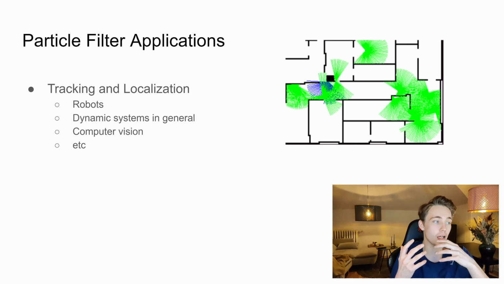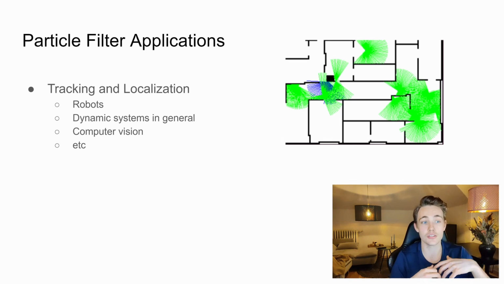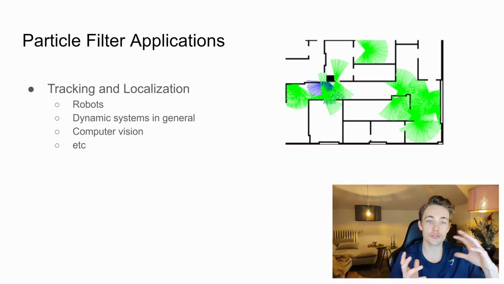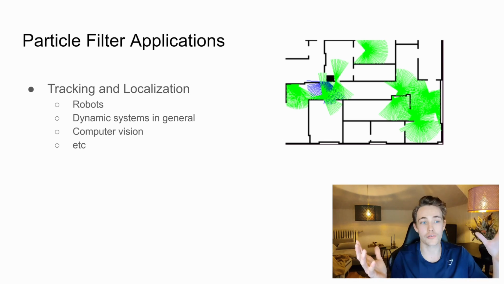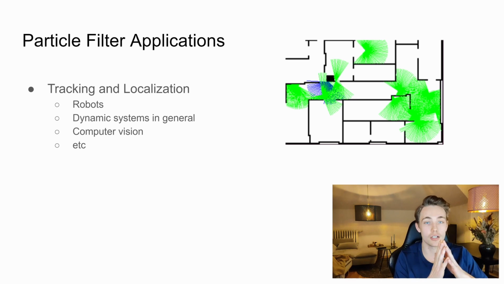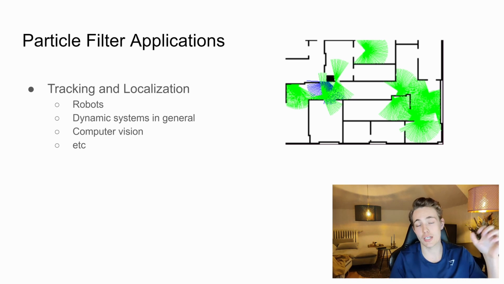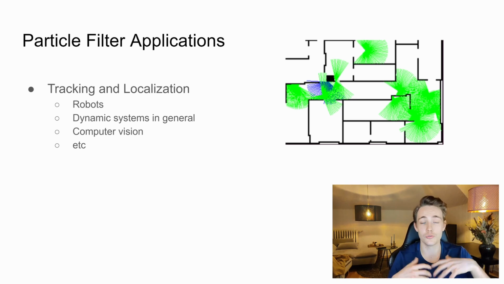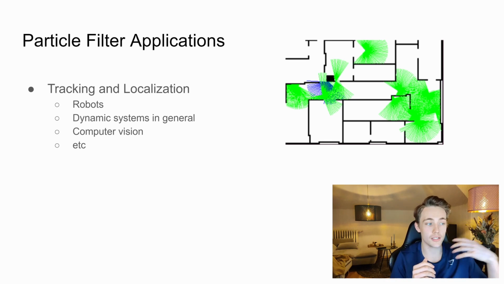So it can be used for different kinds of tracking and localization applications and projects. It could be robots driving around in environments, warehouses, and so on, but it is also useful for dynamic systems in general. We can use it for a lot of different things, like self-driving cars. If we just want to track something, for example an object with a camera, we can also use particle filters, like in computer vision and so on.